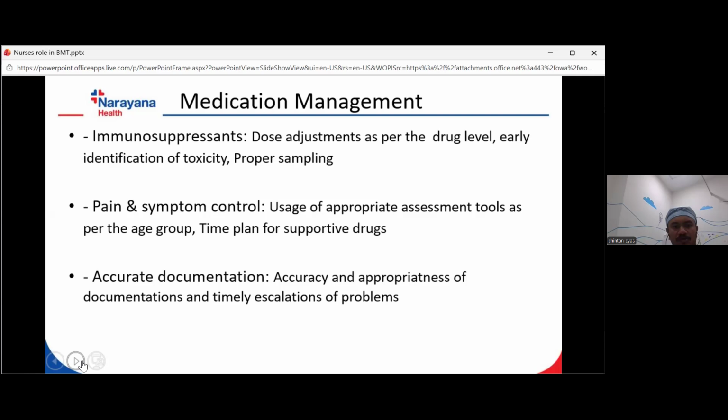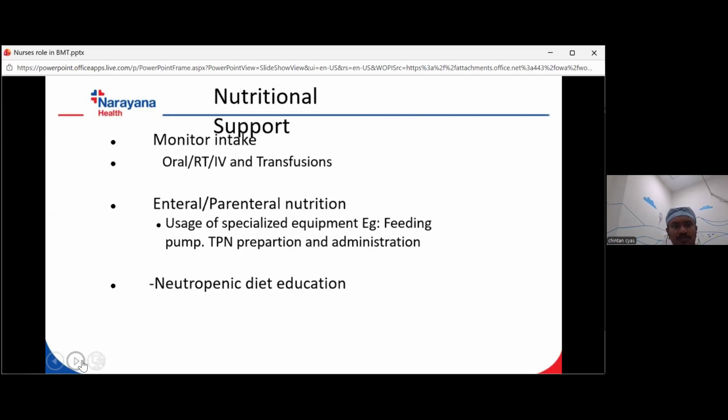And accurate documentation is very important from the nursing side. We need to keep an accurate record, and accuracy and appropriateness of documents should be maintained, and timely escalation of problems must be done. For nutritional support, monitor the intake, and if needed, we can manage with oral. Otherwise, we need to escalate to RT or IV, total parenteral nutrition or such needs. The nurse must assess, and it should be escalated as and when required.